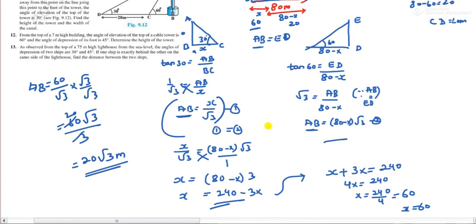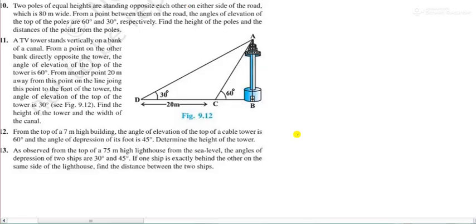Moving to our next question, that is number 11. You can see it here. A TV tower stands vertically on a bank of a canal. You can see it here, this is the TV tower. It stands vertically on a bank of a canal. From a point on the other bank directly opposite to the tower, the angle of elevation of the top of the tower is 60. You can see it given in the figure.